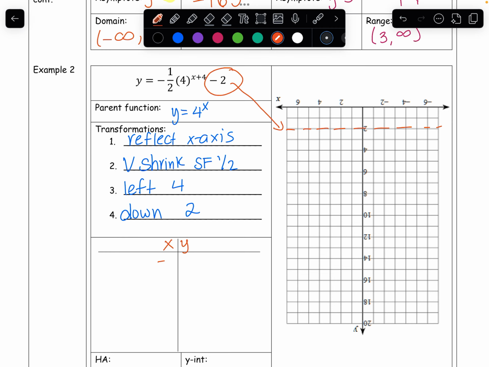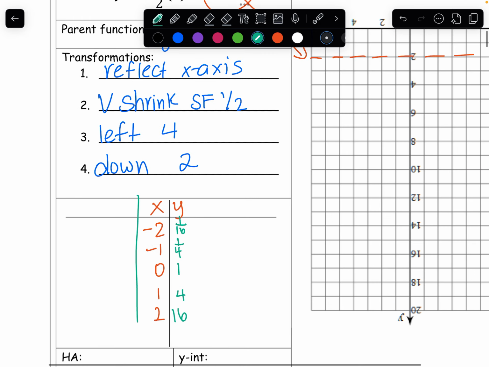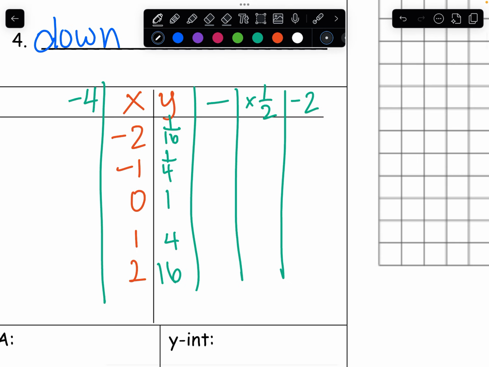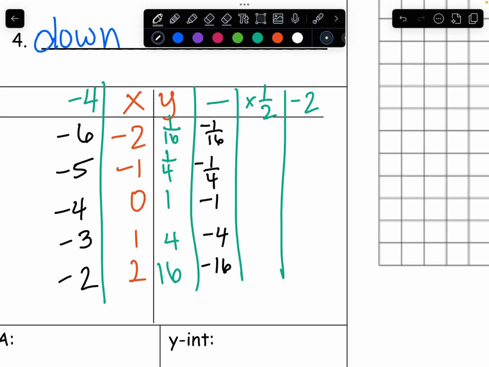And so we got x and y, -2, -1, 0, 1, 2. 0 maps to 1, 1 maps to our base, which is 4, 2 maps to that squared, and then I'm just going to do the reciprocal of those values. From here, we got a reflection, a shrink, a shift, and another shift. And so when we plug those values in, we would get -6, -5, -4, -3, -2. Changing those signs. And there we go. And then I'm going to multiply by 2.